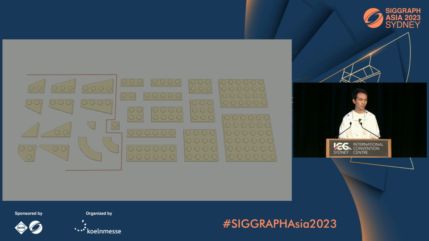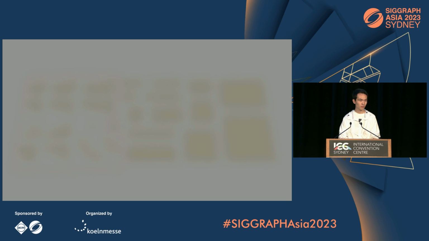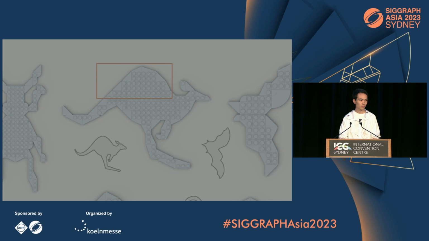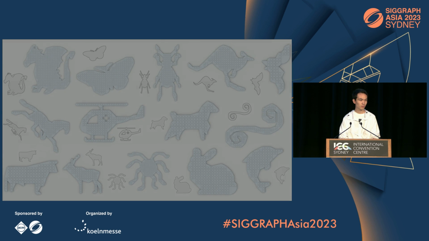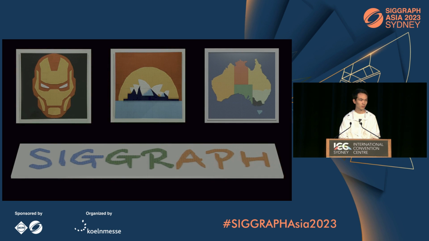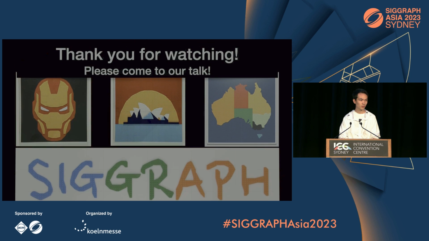Particularly, our method considers non-rectangular Lego pieces, hence can reproduce smooth boundaries and preserve sharp features. What's more, we can arrange colorful pieces over multiple layers. To know more, please come to our talk.